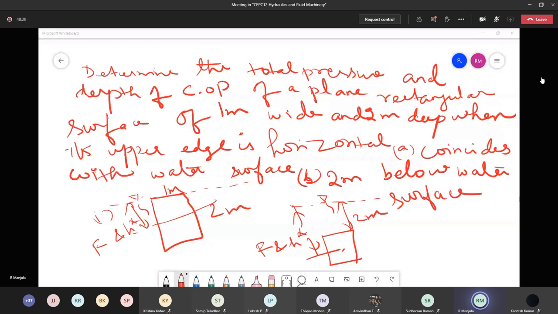Ma'am, for the first part, the force is 19620 newtons. Okay, 19620 newtons, that is 19.6 kilonewtons. And the center of pressure is 1.33 meters below the water surface. 19.62 kilonewton. And H star is? 1.33 meters, 133 centimeters from the water surface.